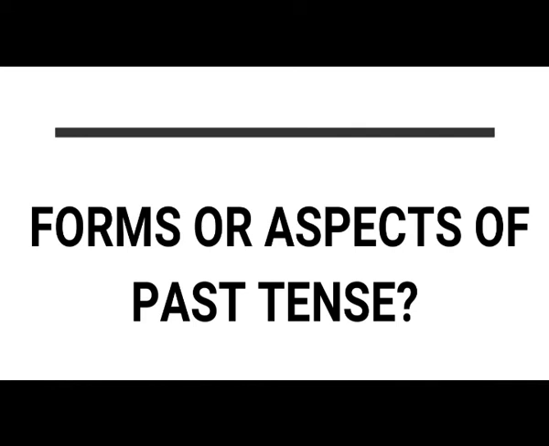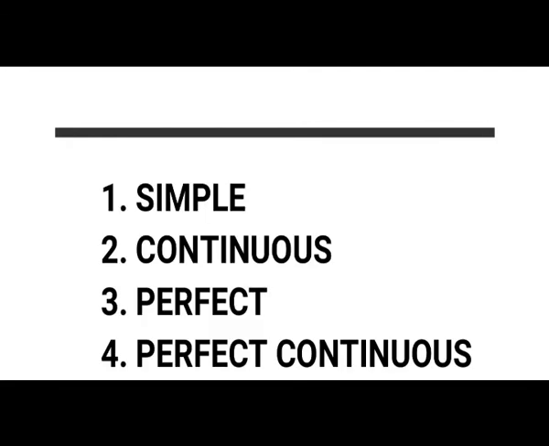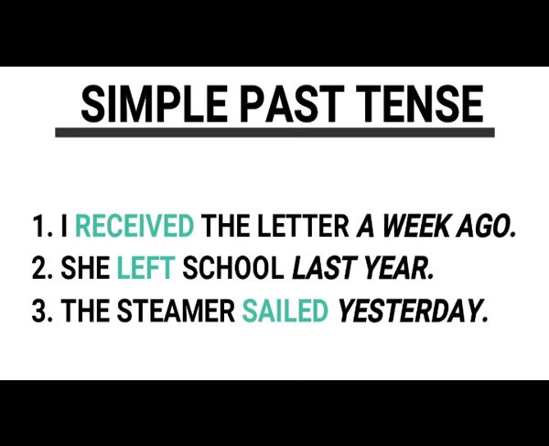Now, how many forms of past tense have we learned? Simple, continuous, perfect, and perfect continuous form. Let us discuss all these past forms one by one. The first form of past tense was simple past tense, simple past form. Look at the following examples to make this concept clear.